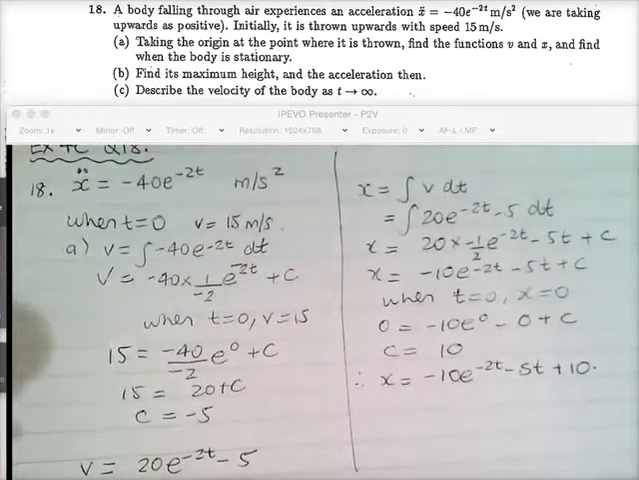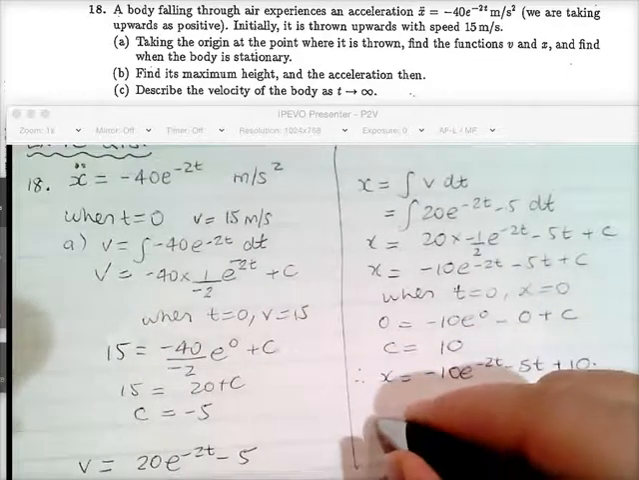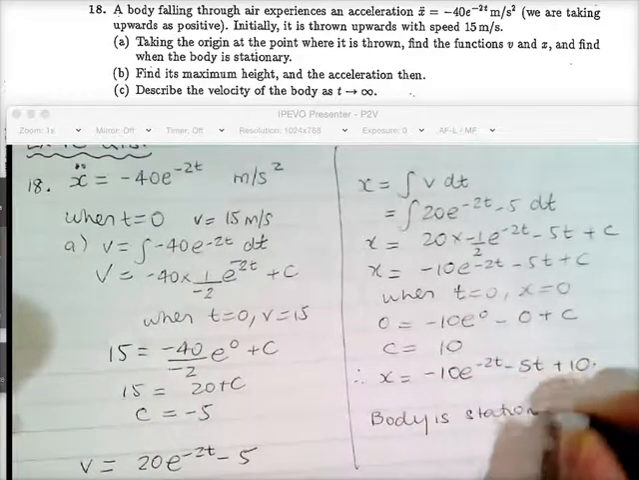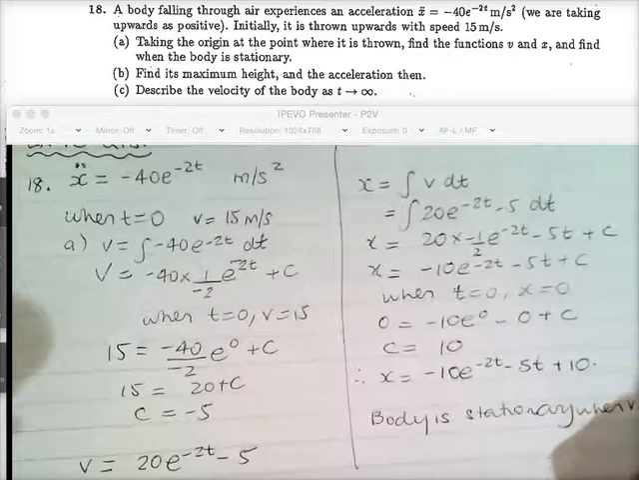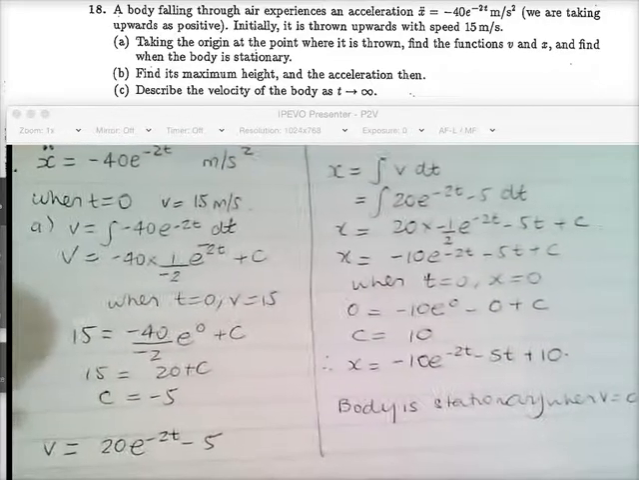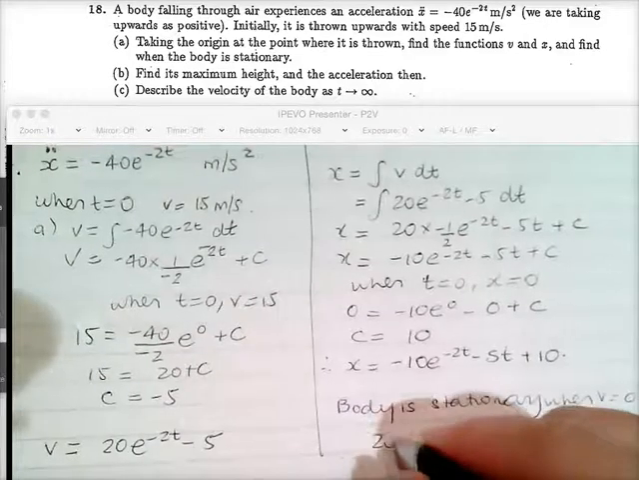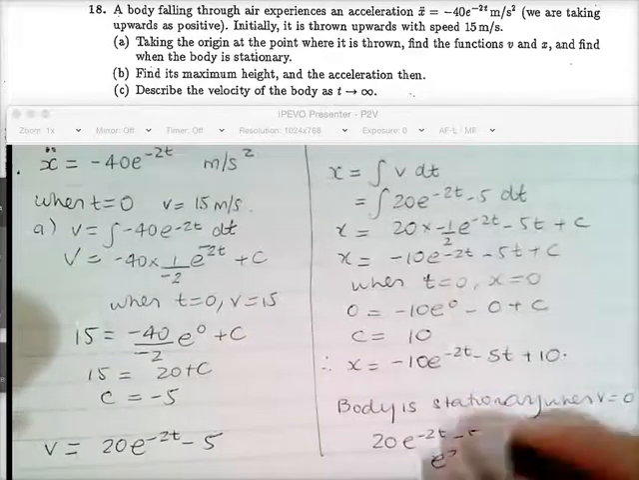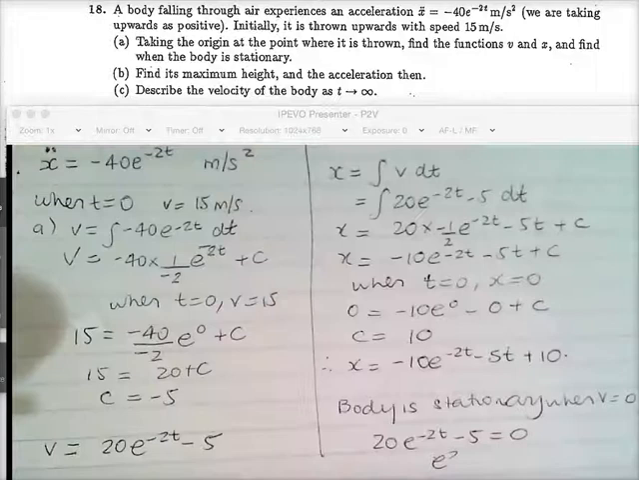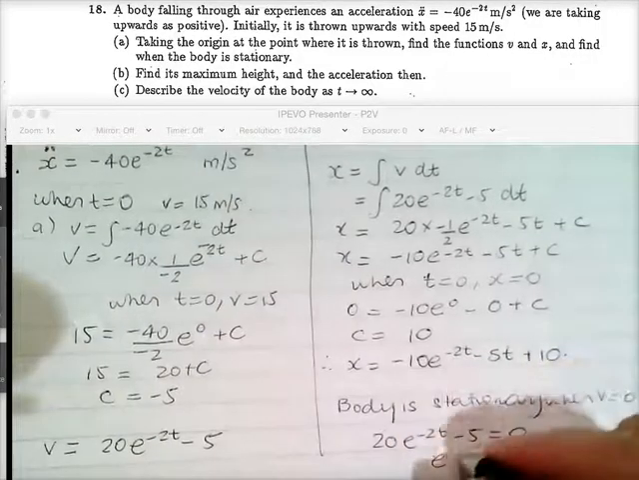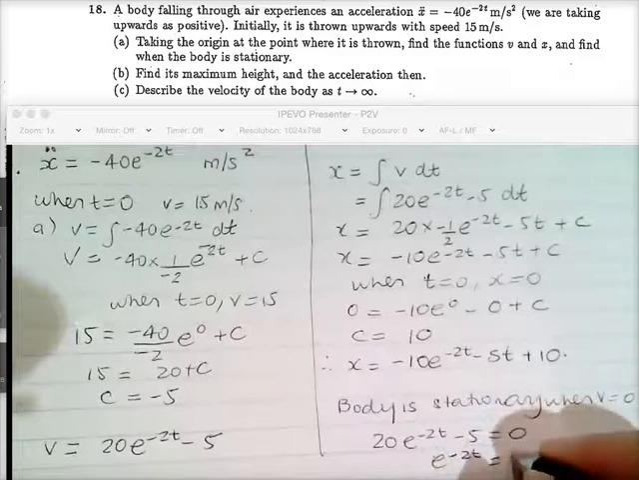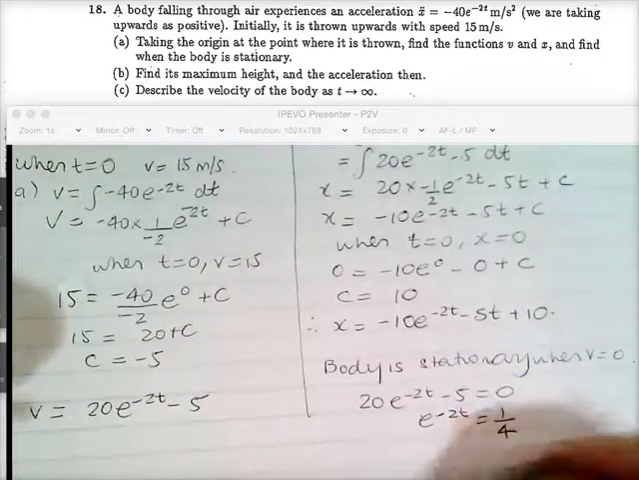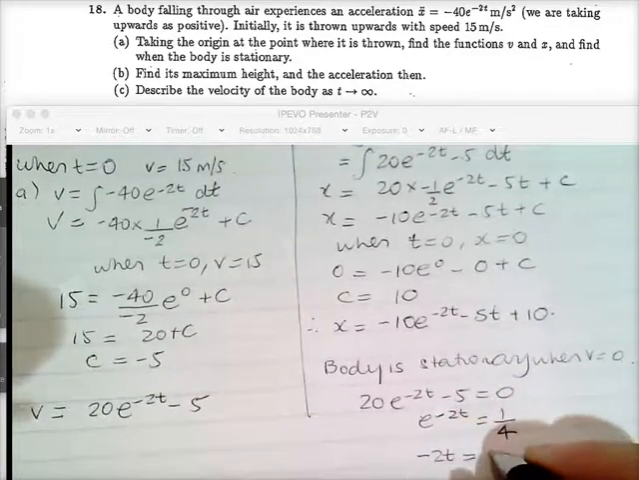So when is the body stationary? The body is stationary when the velocity equals 0, which is 20e^(-2t) minus 5 equals 0. So e^(-2t) equals 5 over 20, which is a quarter. Taking logs of both sides, we get that -2t equals ln of a quarter.